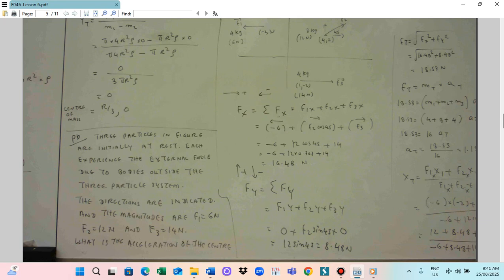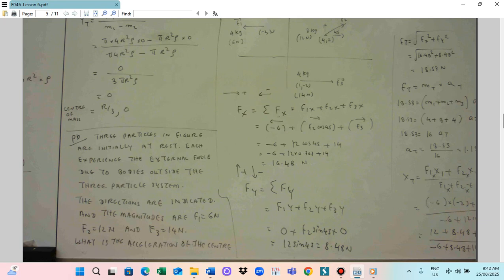R by 3 and 0. So this is the center of mass. This is for the 3 forces. F1 is 6 Newton and 4 kg. F2 is 12 Newton and 8 kg. F3 is 14 Newton and 4 kg. They are acting, so we have to find the transformation of the center of mass system.